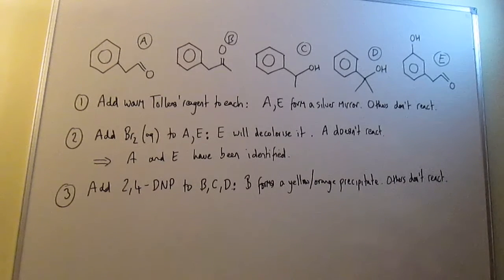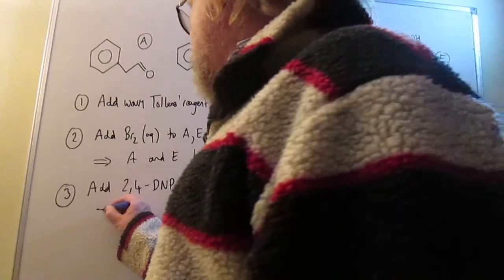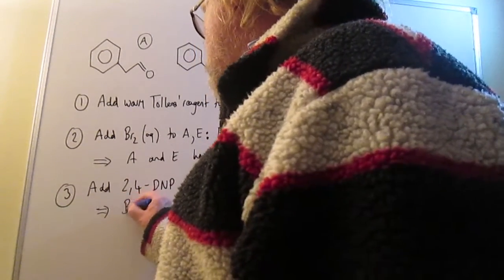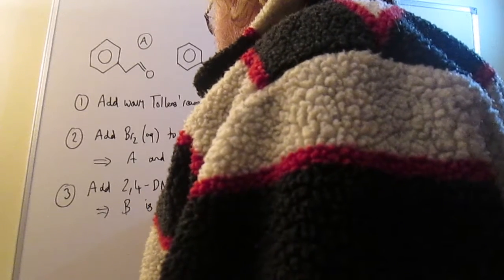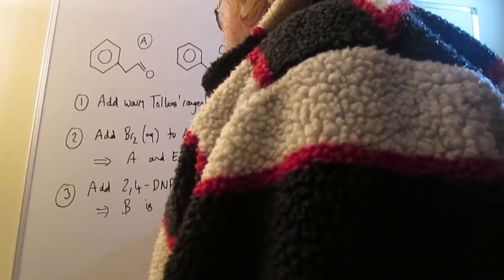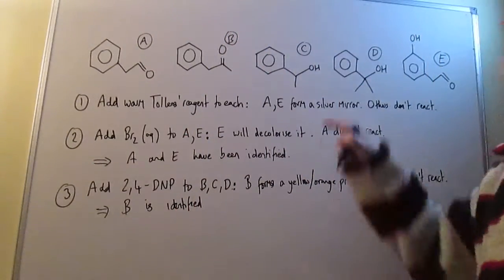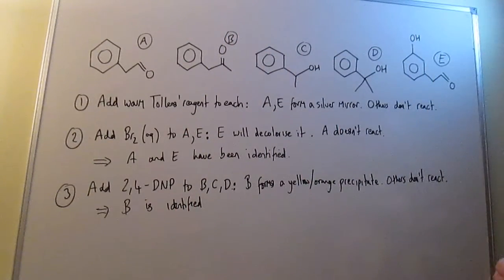Okay, so that's specifically identified B. So again, we should tell them that, so that they know you've done the job now for B as well. So that's A, B and E done. So we've now got C and D to identify.